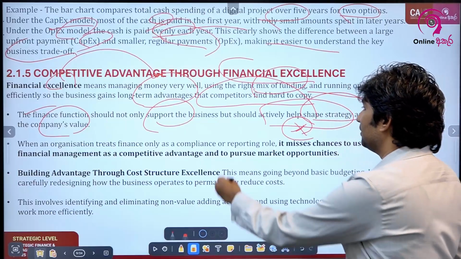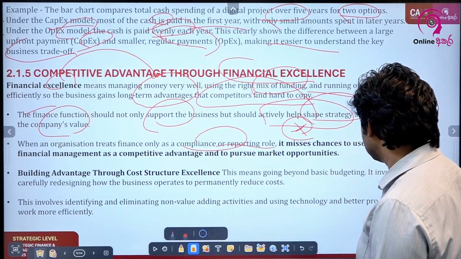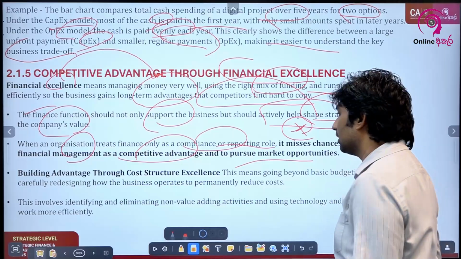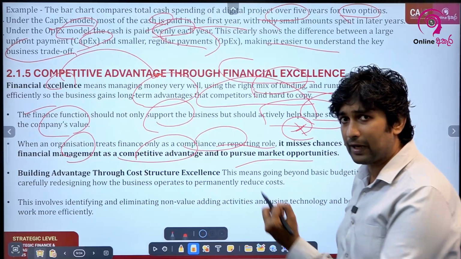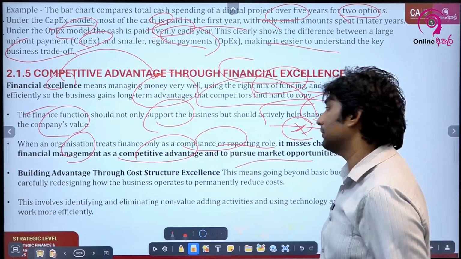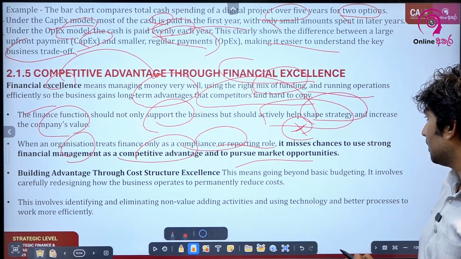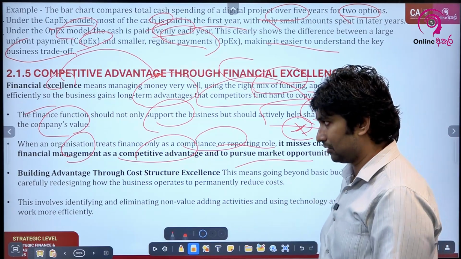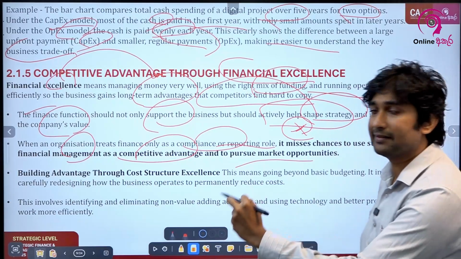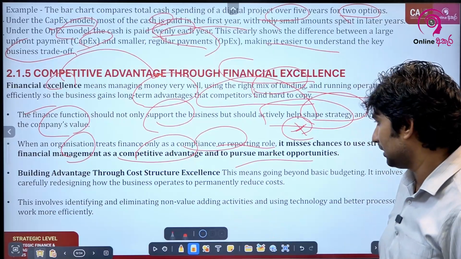When an organization treats the finance division as a compliance or a reporting role, it misses chances to use strong financial management as a competitive advantage and to pursue market opportunities. So, when you financially drive the organization, it will be able to provide a competitive advantage to the organization. So, this is where you need to financially drive the organization in terms of how we obtain funding and where we invest our money. You need to be more participatory in terms of strategy decision making.